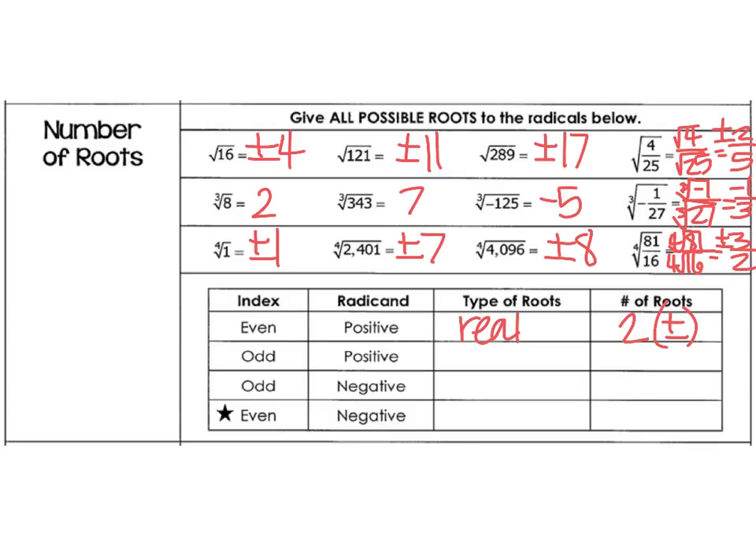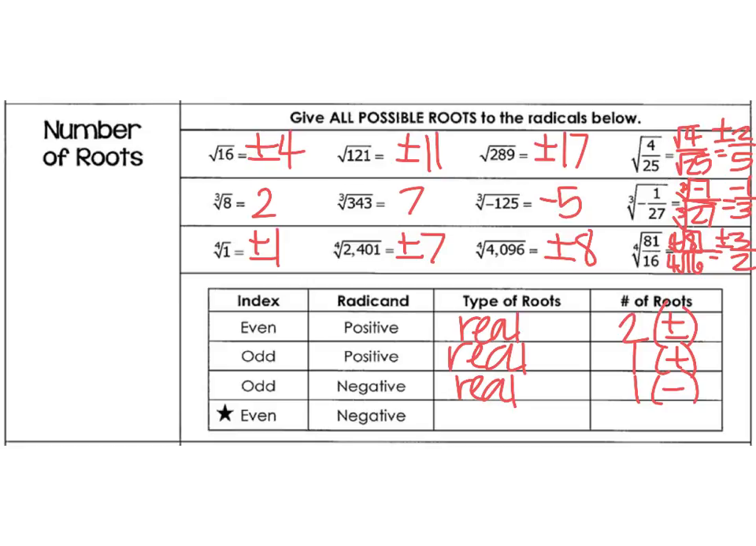If our index is odd, so if it's a third root or a fifth root, and the radicand is positive, we're going to have real roots, but we're only going to have 1 root, and it's going to be positive. If our index is odd, and the radicand is negative, we still have real roots, but we only have 1 negative root. And this one's starred because we don't see it very often.